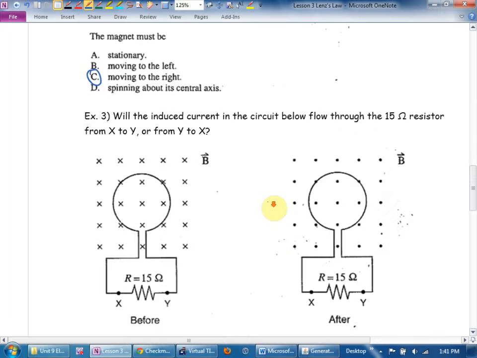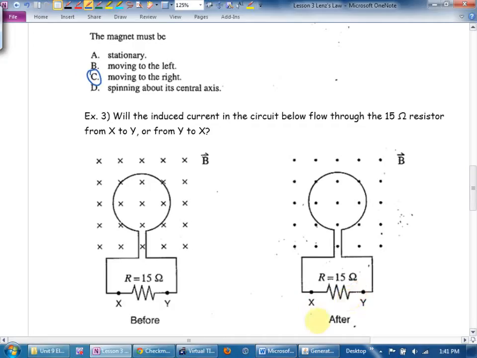Example three. Here we have a coil inside a magnetic field. Is the flux changing? Well, let's see. Is the area changing? No. Is the magnetic field strength changing? Well, the direction is. So will there be current? Yes. Which way will the current flow? From X to Y or from Y to X?